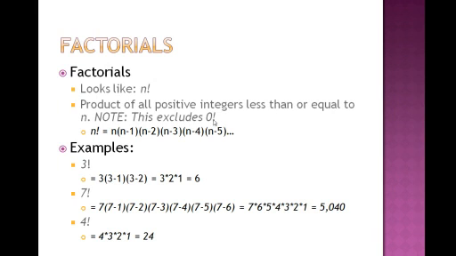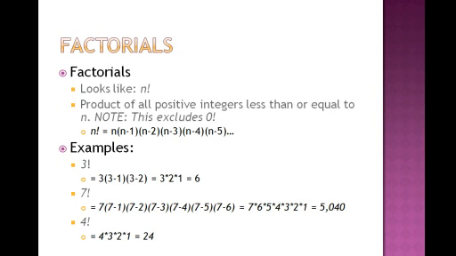All right, so the big idea with factorials is it's a way to say that you want to find the product of all positive integers less than or equal to n. Just as a reminder, a positive integer does not include 0. They're all positive whole numbers: 1, 2, 3, 4, 5, 6, 7, 8, 9, 10, and so on.